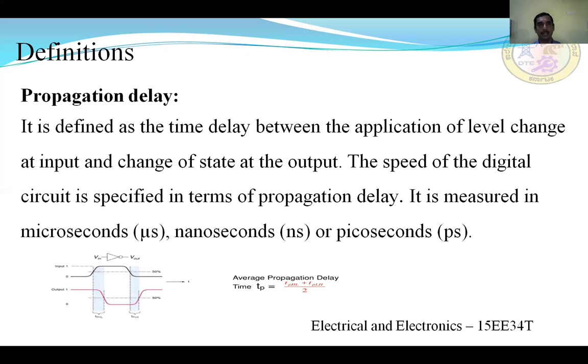Propagation delay is another characteristic, where we can find out the time delay between the application of input and getting the output. That is nothing but your propagation delay. The speed of the digital circuit is specified in terms of propagation delay.